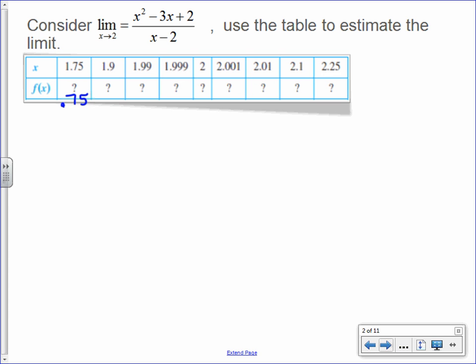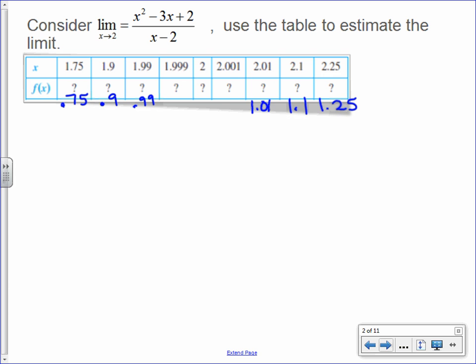Did anybody else do 2.25? I did 2.1. I got 1.1. All right, 1.9. I got 0.9. 2.1, 1.1. Oh, I see. 1.99. 2.01.